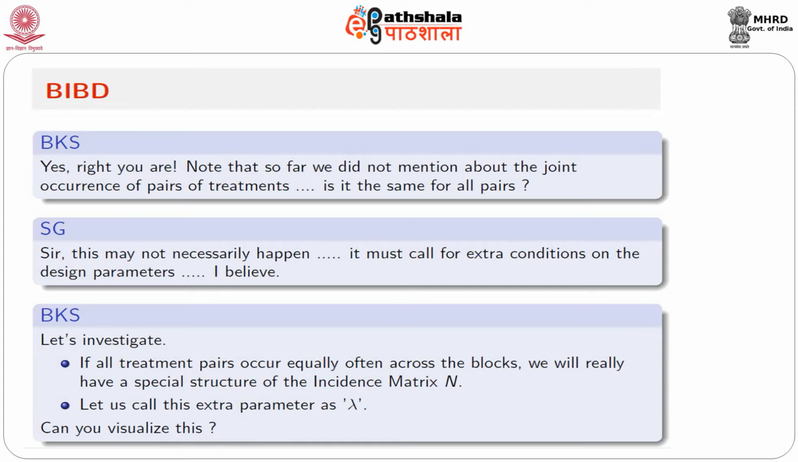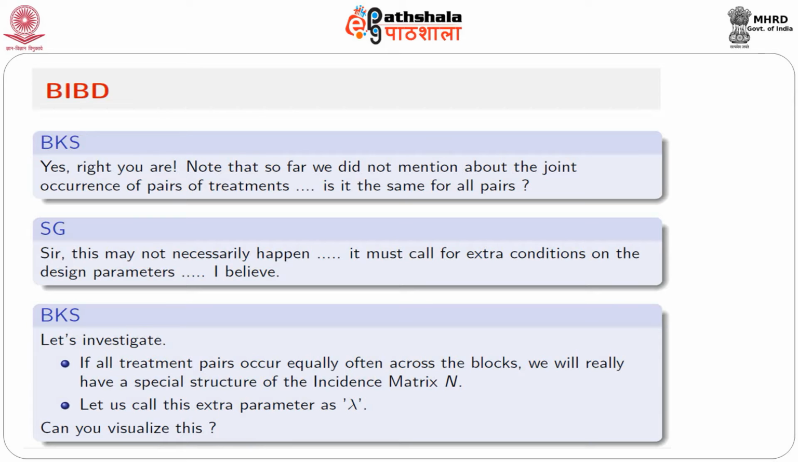It must call for extra conditions on the design parameters, I believe. Let's investigate. If all treatment pairs occur equally often across the blocks, we will really have a special structure of the incidence matrix capital N. The matrix capital N must be such that it entails us to view all treatment pairs coming equally often across all the blocks.